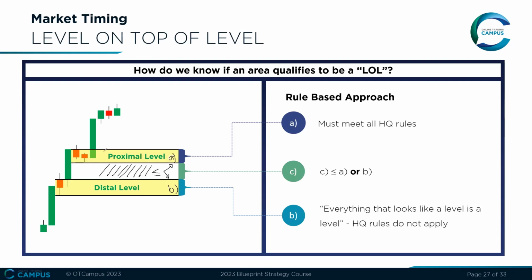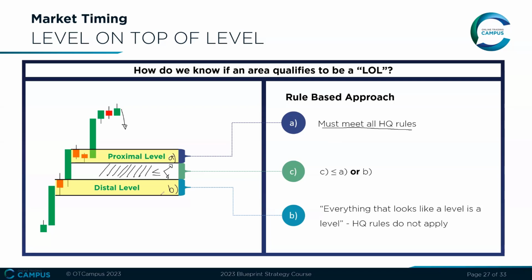So our first zone that we identified below current price has to meet all of our zone qualifiers, all of them, right? All of them that we want to be met.